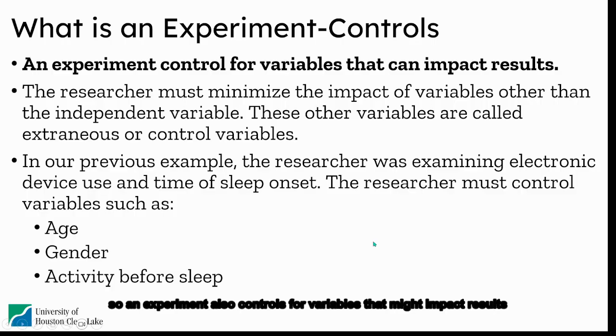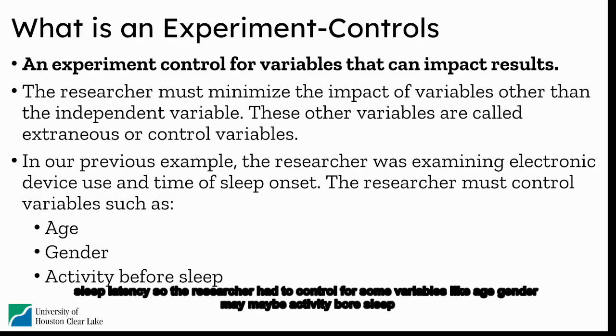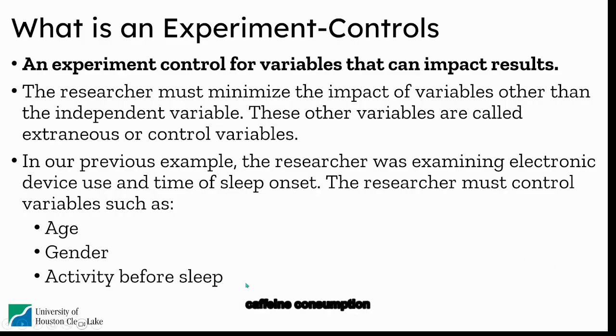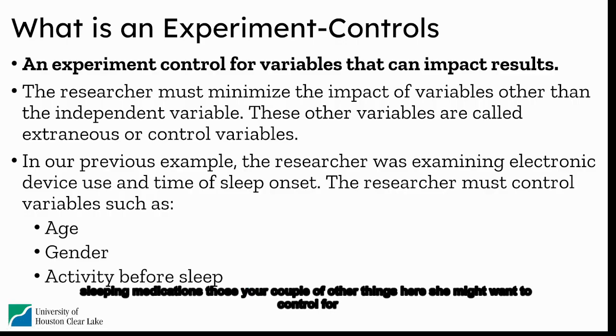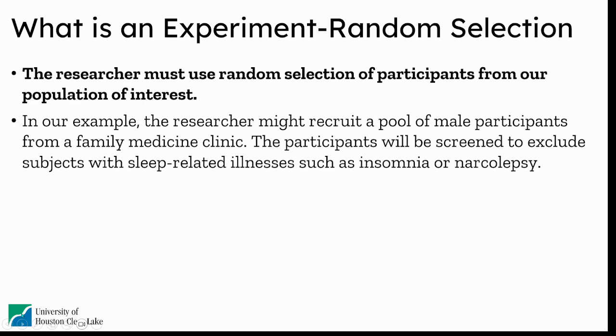So an experiment also controls for variables that might impact results. So you have to minimize the impact of things that might influence your results other than your independent variable. And we call those other variables extraneous or control variables. In your previous example, you had the researcher that was looking at electronic device use and sleep latency. So the researcher had to control for some variables like age, gender, maybe activity before sleep, caffeine consumption, sleeping medications. Those are a couple of other things he or she might want to control for.